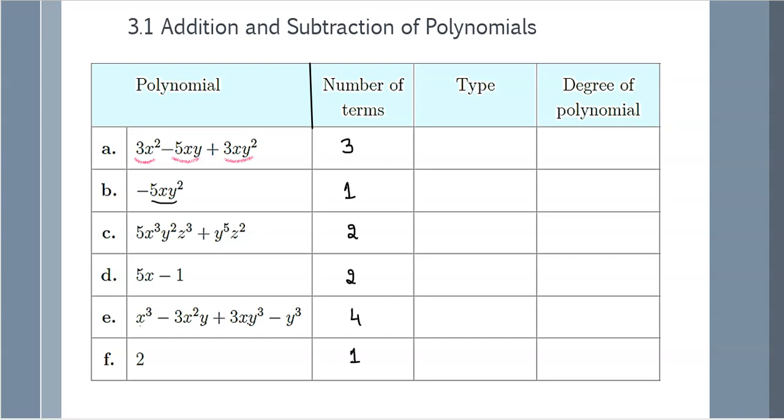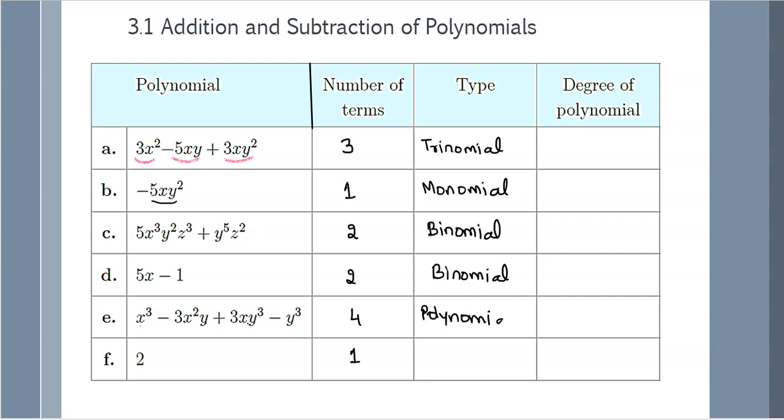Now the type. Since the number of terms is 3, it is called a trinomial. When the number of terms is 1, it is called a monomial. When there are 2 terms, what do we call it? Binomial. So this is also a binomial. When the number of terms is more than 3, we simply call it a polynomial. And when it's only one term, again a monomial.